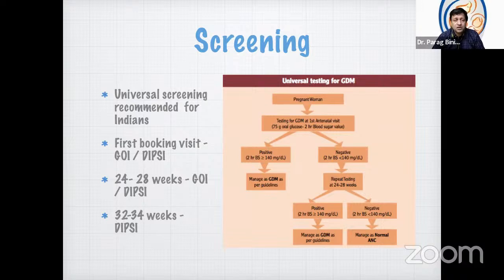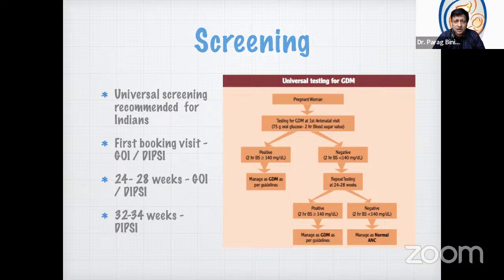And when we think of screening Indian women, it has to be a universal screening. And it means that all women who are pregnant should be screened for hyperglycemia in pregnancy or gestational diabetes mellitus in particular. So when should this screening begin? The first screening has to be at the first booking visit. A repeat testing is important between 24 to 28 weeks.